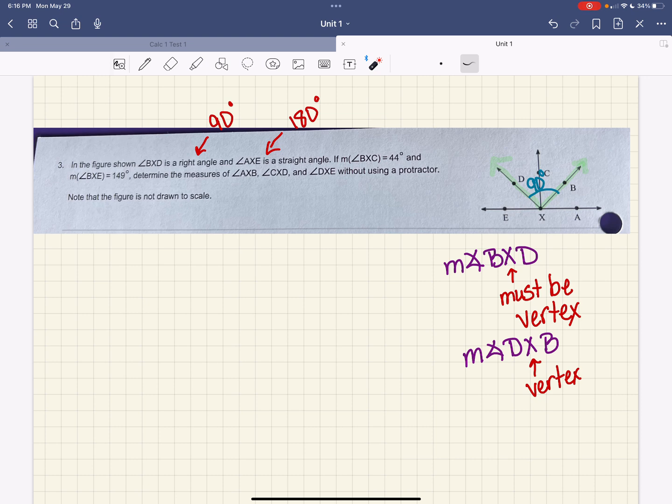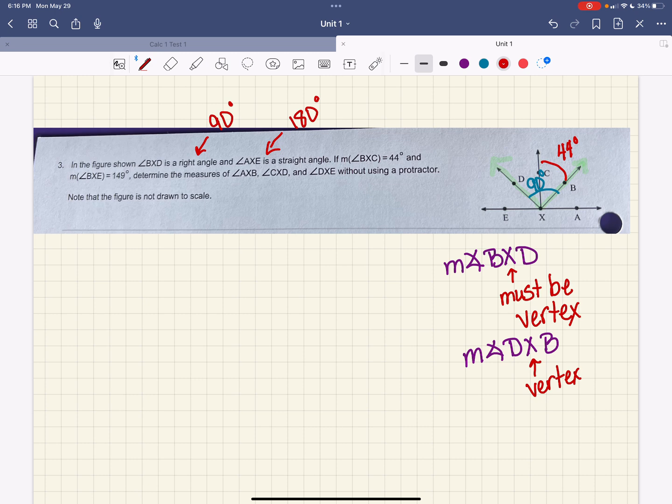Now, if the measure of BXC, so we're starting right here, that's what we're looking at right here, the measure of BXC, the measure of this is 44 degrees. Determine the measure of AXB, CXD, and DXE without using a protractor.